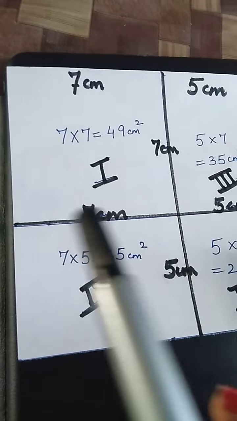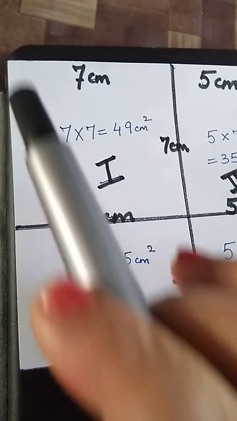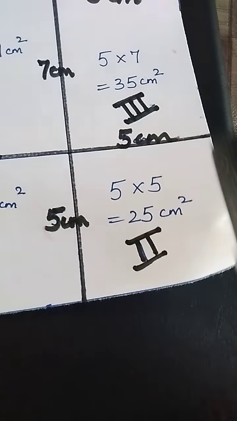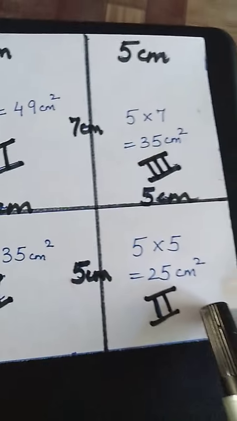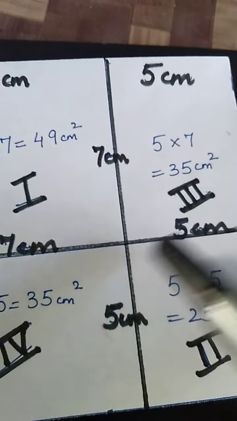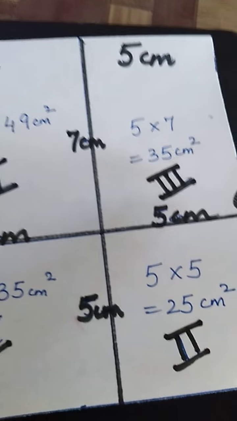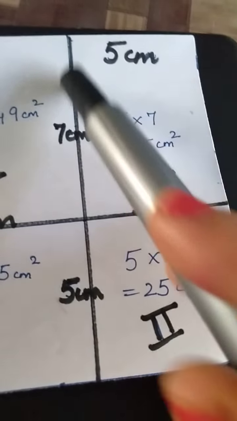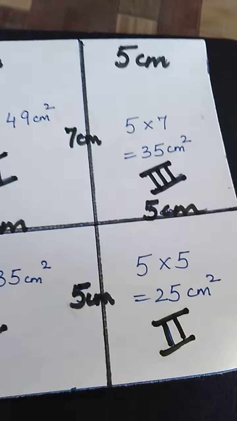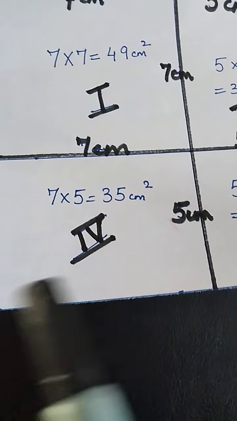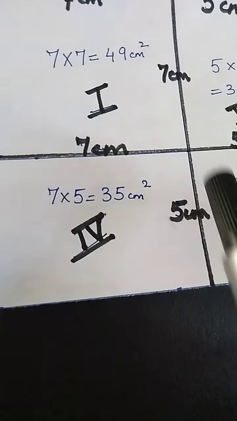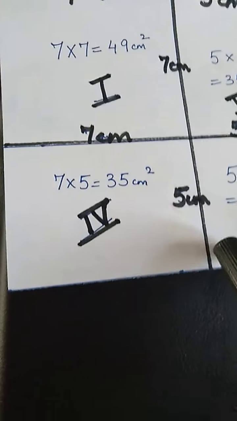Yes, 7 centimeter by 7 centimeter. This is a square which is of 7 by 7. Again, the second figure is a square of 5 centimeter by 5 centimeter. The third figure is a rectangle. This is 5 and this is 7, so a 5 by 7 centimeter rectangle. And this fourth figure is again a rectangle which is 7 centimeter long and 5 centimeter broad.